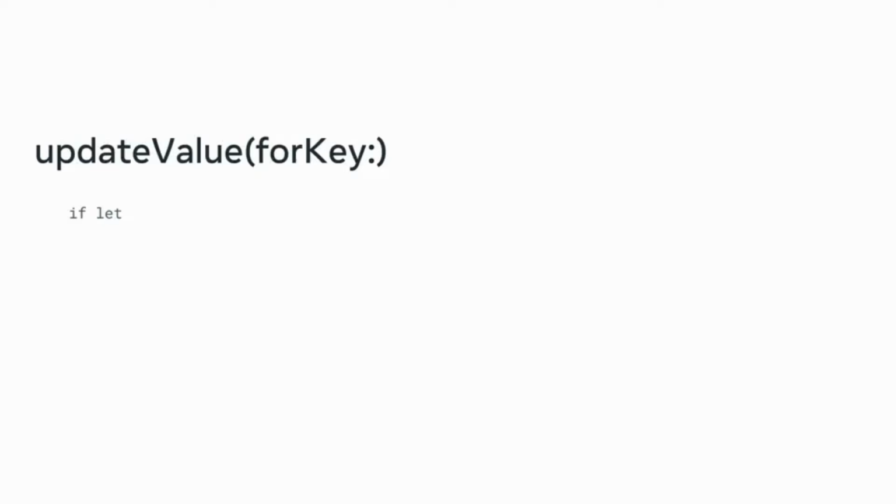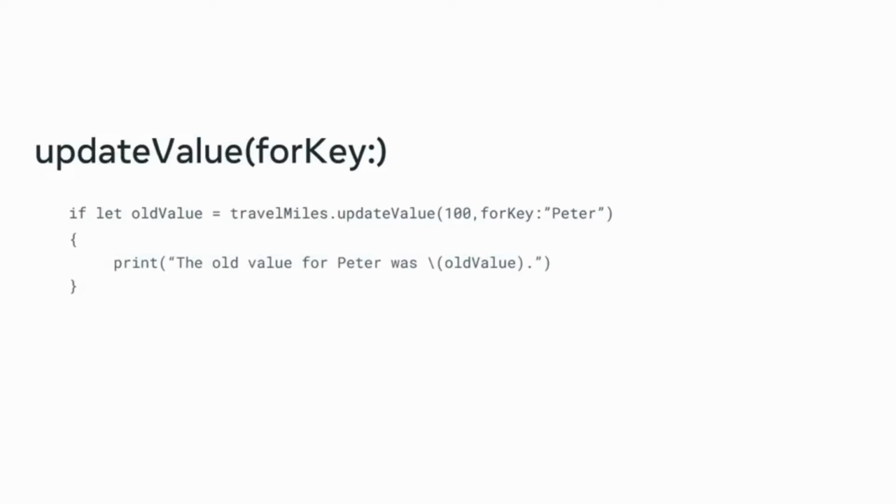You can also set or change an item in a dictionary differently by using the update value for key method. For example, you can start with if-let. Then you add a variable called old value and the equal sign, followed by the dictionary name and travel miles dot update value. Next, within parenthesis, you type the updated number of miles and then for key, Peter. Finally, you print the value stored in the old value variable.